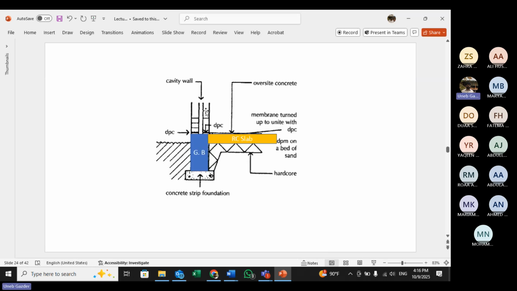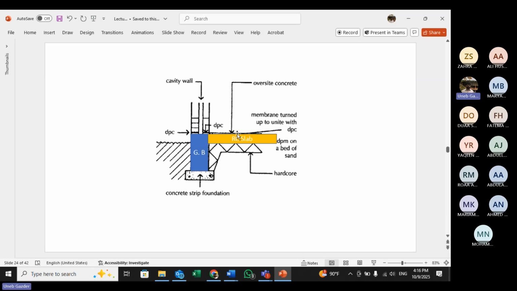So you have the footing, you have the ground beam, you have the wall here. And this is the ground slab, and this is the hardcore. So this goes from the reduced level up to the level of the slab. And over the slab you have the damp-proof membrane. You put it over the slab and you put it up. In this case, they are saying they put it upside down.